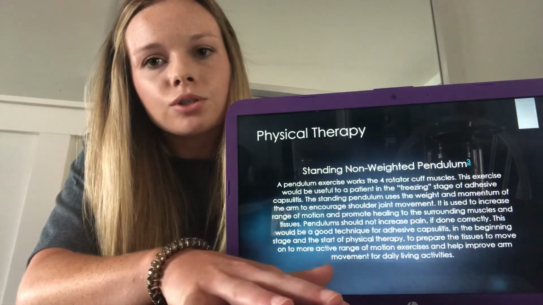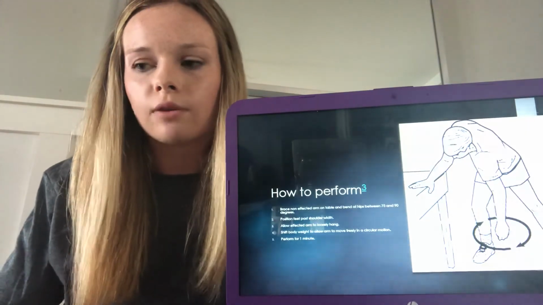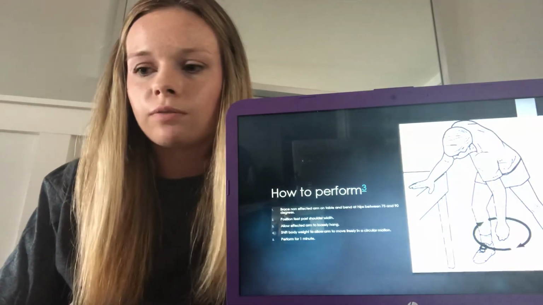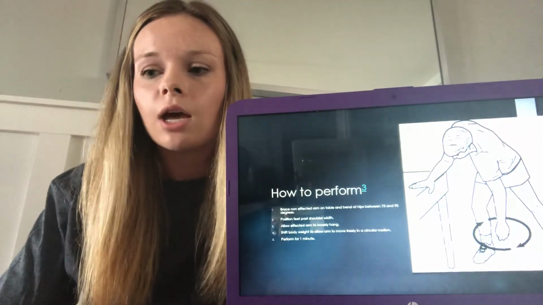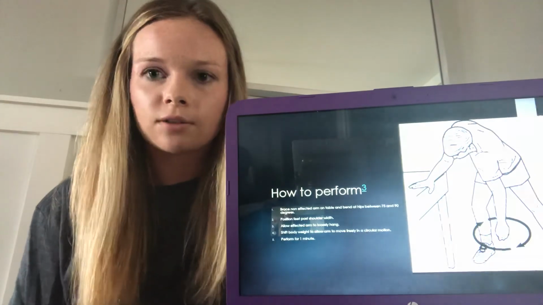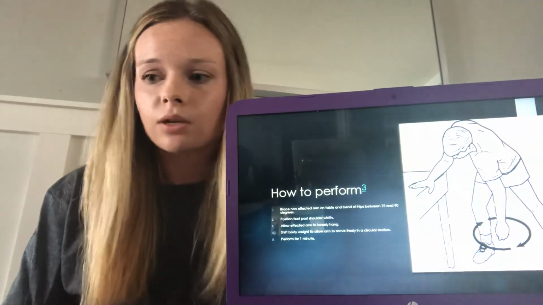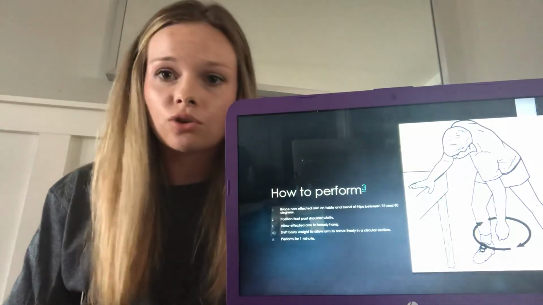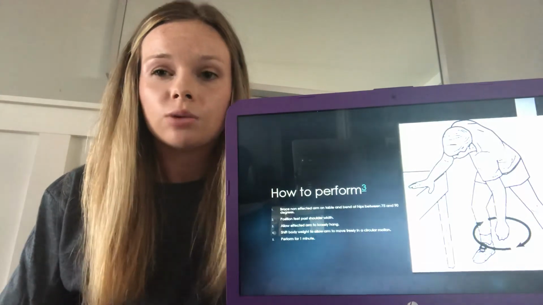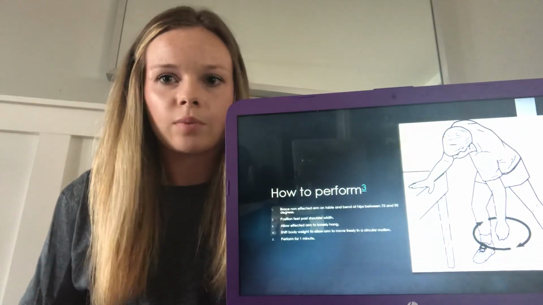So in order to do the standing pendulum, you're going to brace your non-affected arm on a table and bend your hips to about 75 to 90 degrees. You will then position your feet past shoulder width apart and allow the affected arm to hang loosely. Then you will shift your body weight from side to side, just in a circle, to allow your arm to move in a circular motion. And you would do this for about a minute, or otherwise noted by the therapist.